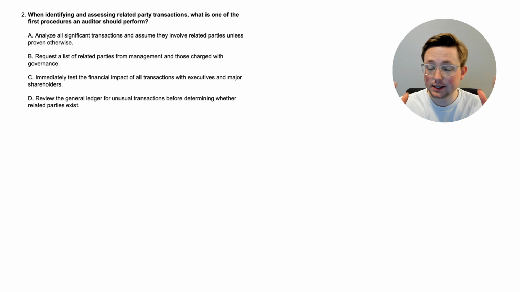Okay, so which one of these is the first thing that an auditor should do if they're trying to figure out what the related parties are and what the related party transactions are? So if you have an idea, pause the video. If not, that's okay.